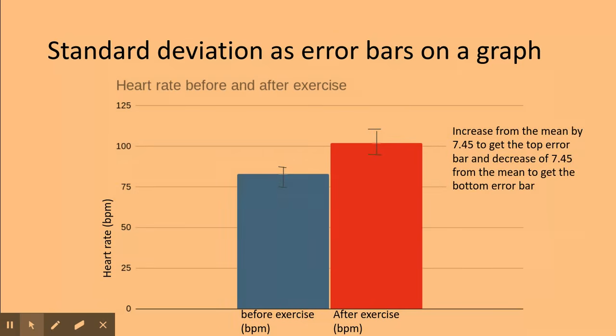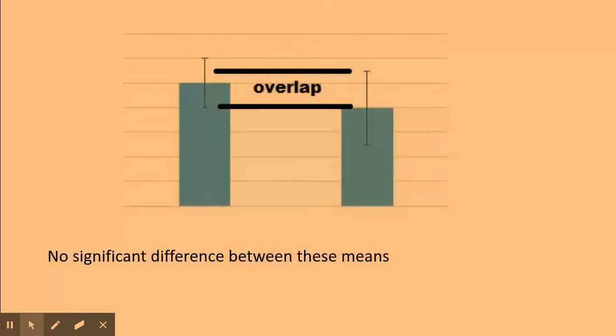I then do the same on the other side, but for the standard deviation value for this mean, which was 7.45. So I go up by 7.45 and then down from my mean by 7.45 to get those error bars. Now, error bars can tell you quite a lot about your data. If my error bars overlap, like they do in this particular image here, this area on the graph here overlaps between these error bars, there is no significant difference between these particular means.